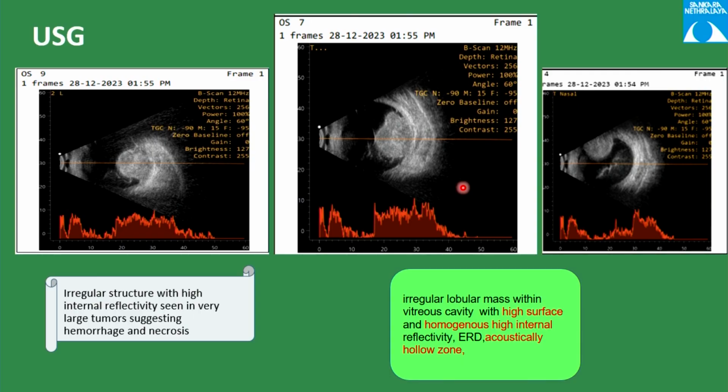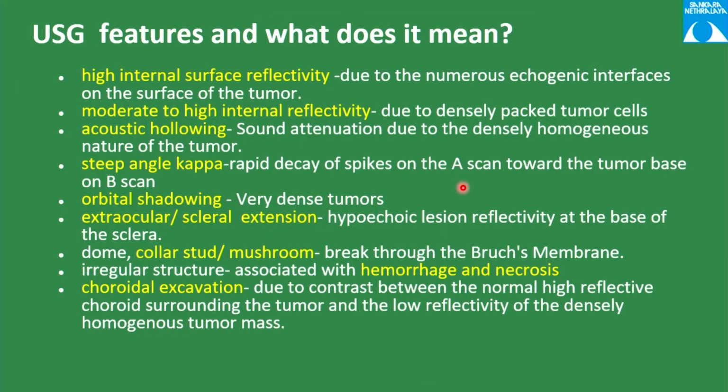which is seen. So the things to notice are, it is not like your regular tumor where you have a collar button like stud or like a mushroom appearance. It's very much irregular and lobulated. So always when you see such a thing, always think there is some hemorrhage or necrosis which is ongoing within the tumor. So this slide, I just kept it for the PGs to understand.